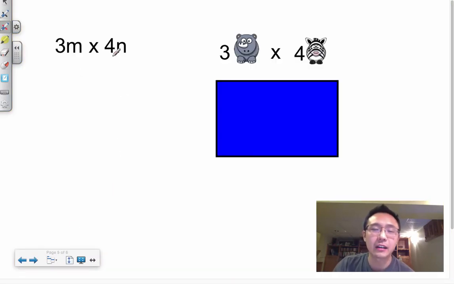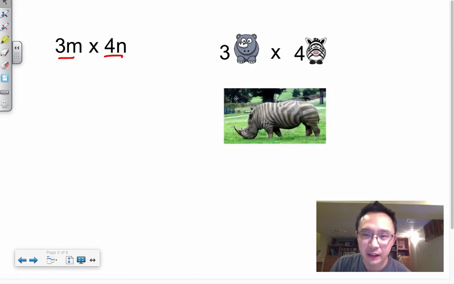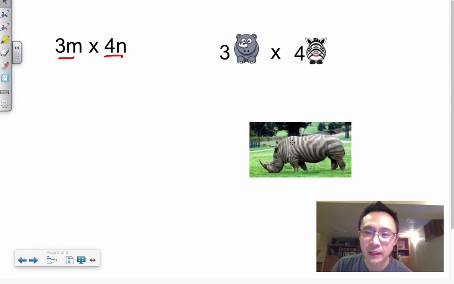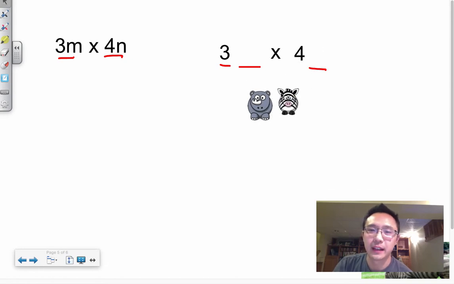Okay, last thing is I always get these questions of two different variables, like 3m times 4n. Well, the thing is, 3m is like 3 rhinos times 4 zebras. And when you multiply this together, you're not going to get a zebra rhino, because this is out of the question, so this is wrong. So how do we do this? Well, since these are completely different things, rhinos and zebra, you're not going to have a mixture or hybrid of them. You're just going to have both of them multiplied to each other like they're friends. And 3 times 4 is your 12.